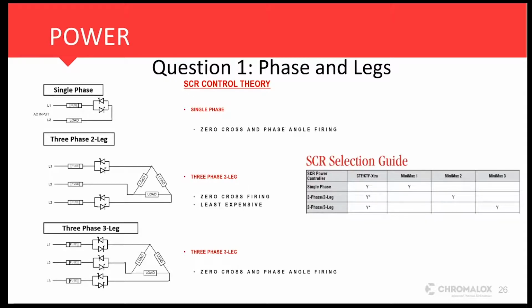Second thing is, if it's 3 phases, are they okay with just having 2 leg control, which is less expensive and really does almost the exact same thing as 3 legs, or do they absolutely need 3 legs because they need phase angle firing for some sort of true soft start? Those concepts are explained a lot more in James Lewis's previous videos, so I'm not going to take time to dive into all that. But it's a really simple question: what phase we're working in, and if it's 3 phase, how many legs?